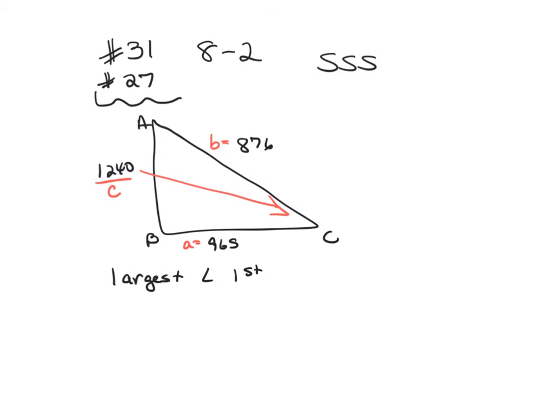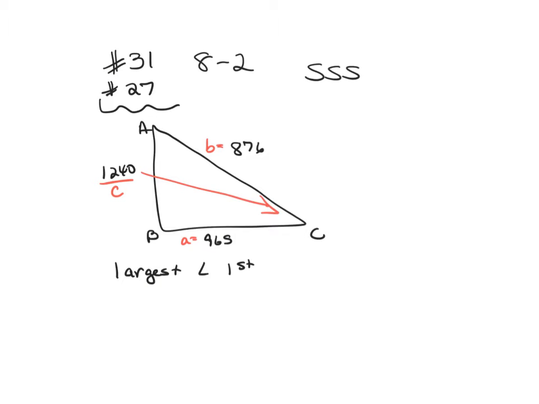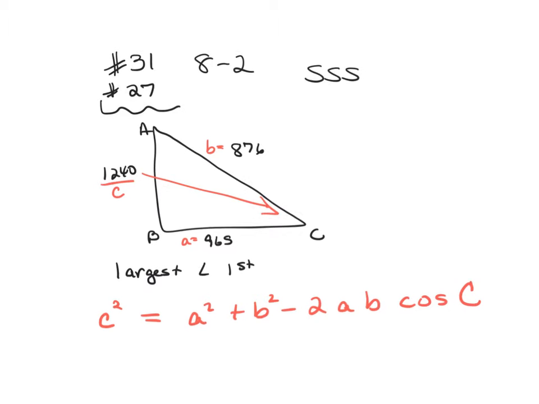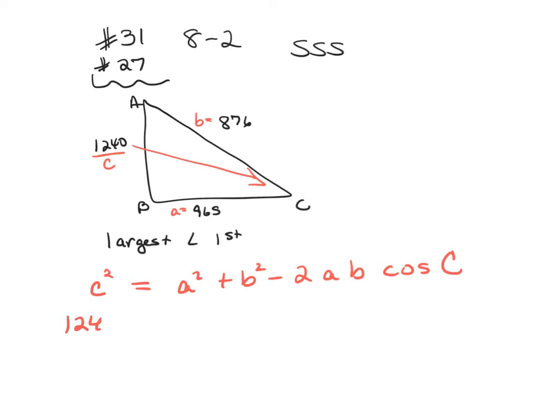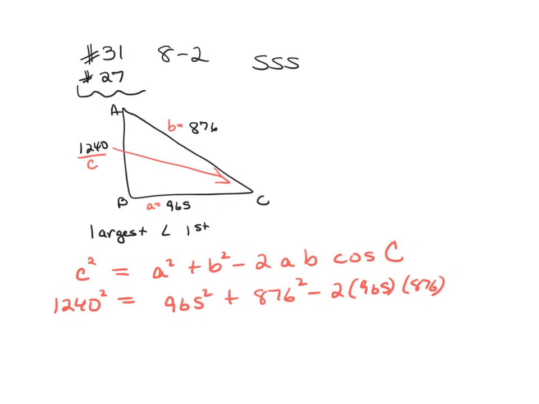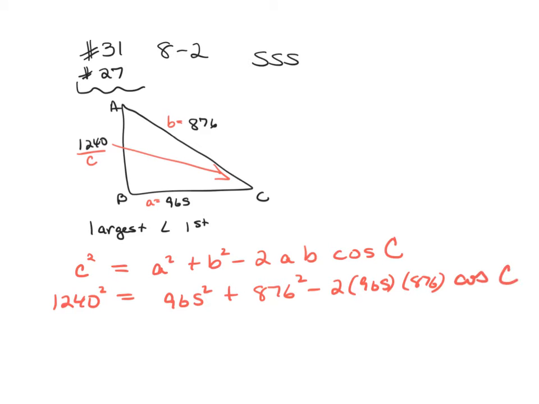So let's go ahead and set up my law of cosines. So I'm going to be doing c squared is equal to a squared plus b squared minus 2 times a times b times the cosine of C. So I'm going to fill in what I know. I know 1240 squared, 965 squared, 876 squared minus 2 times 965 times 876 times the cosine of C.